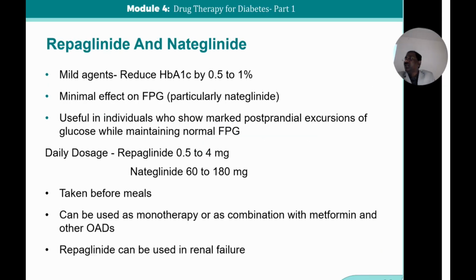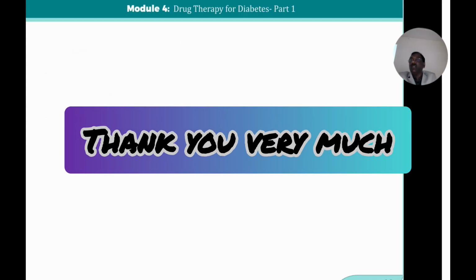Is it a potent drug or a mild drug? Mild drug, because it reduces only postprandial hyperglycemia. See the A1C reduction: 0.5 to 1%, not even 1%, maybe 0.7 to 0.8%. It mainly affects postprandial glucose, particularly nateglinide, usually showing marked reduction of postprandial glucose excursion while maintaining the normal FPG. Daily dose of repaglinide, okay. I stop here.